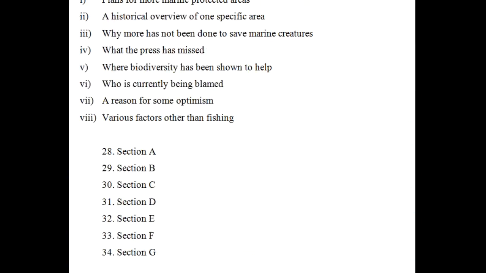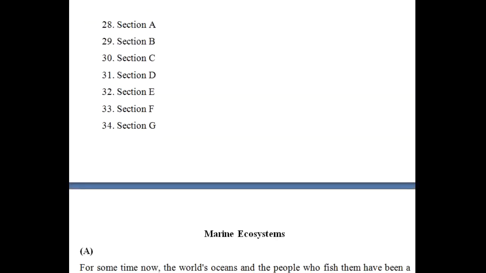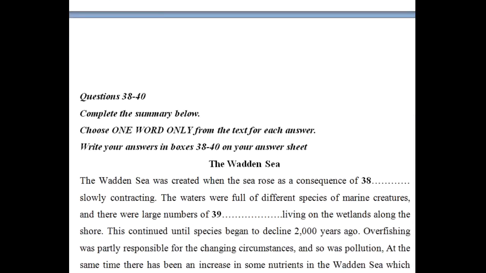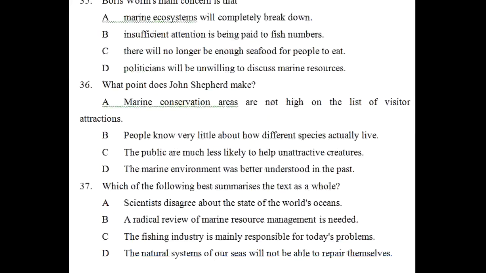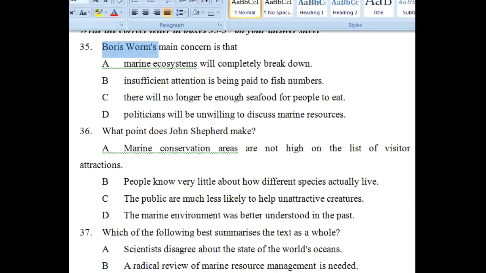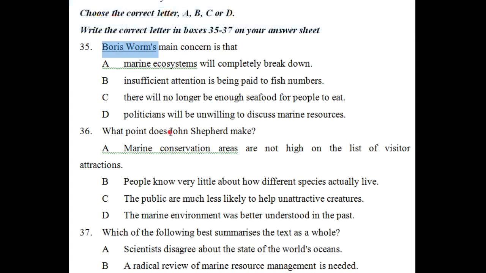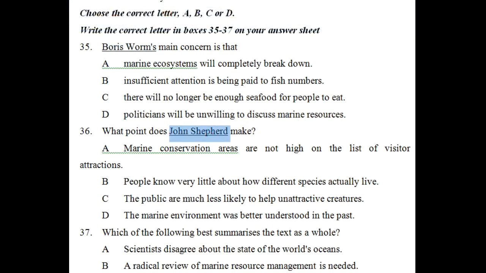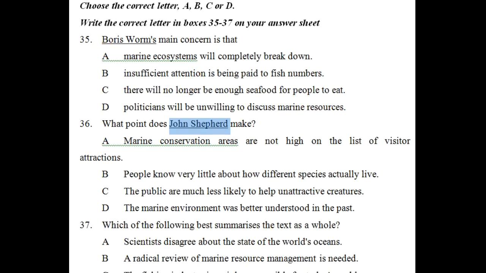The second thing, as I have already discussed in the earlier longer passages, the strategy is to underline the one keyword of each type of question in case they might appear first. So for example, what will I do? Boris Worms is my keyword, so I'll underline it in the beginning. Perhaps this is a name, so better I keep it in mind. John Shafford, there are not many questions, so I can keep these two in mind. What does it mean? Whenever I get this word, the answer of this question type will appear.